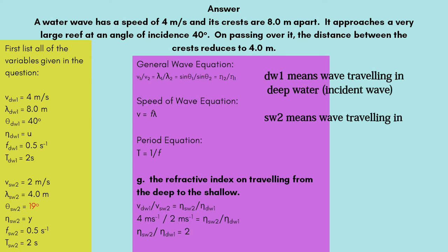The final question states that it would like you to determine the refractive index on traveling from the deep to the shallow. Again, you look for a relationship that will be easy for you. I took V1 over V2 equals n2 over n1. So I felt like that relationship is okay since I would have V1 and V2. I stick those values in and I was able to get 2. I really do hope that you also got these answers.